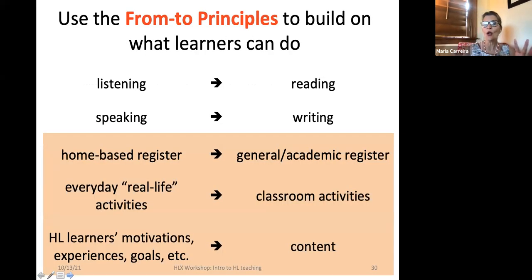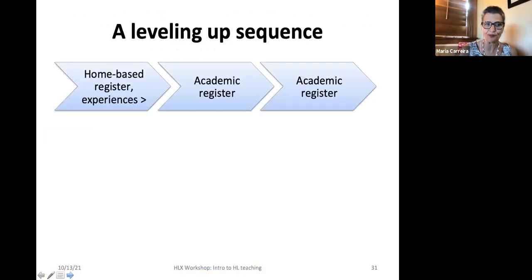So notice how we have used learners' everyday activities and their experiences, if they know something about their HL country, to create content and a classroom activity. Again, exemplifying how to use the from-to principles in HL teaching.